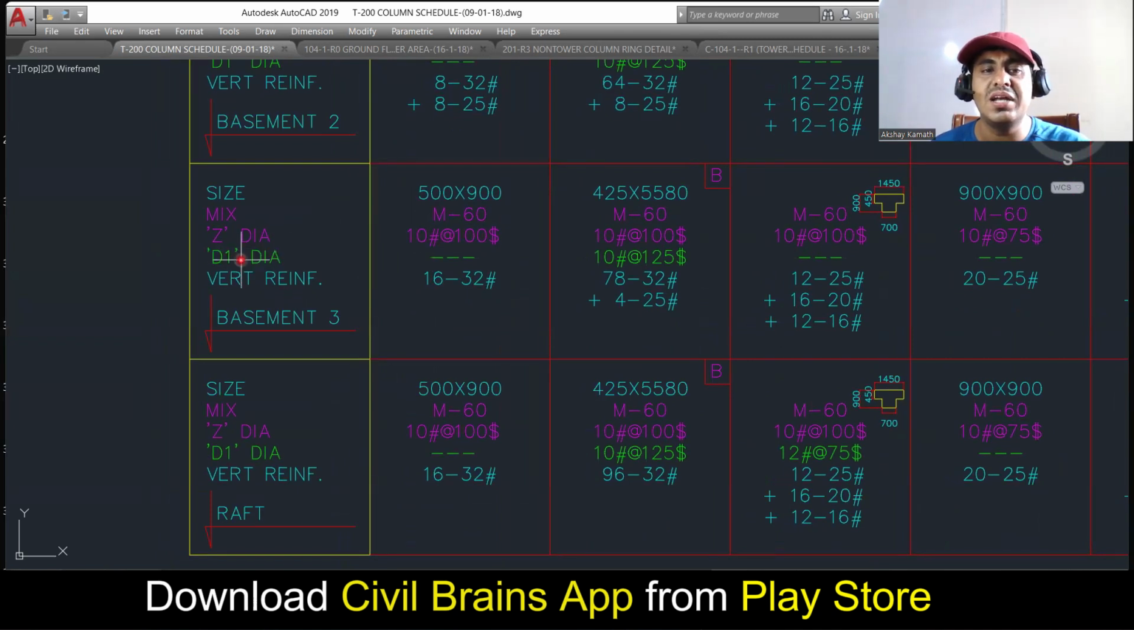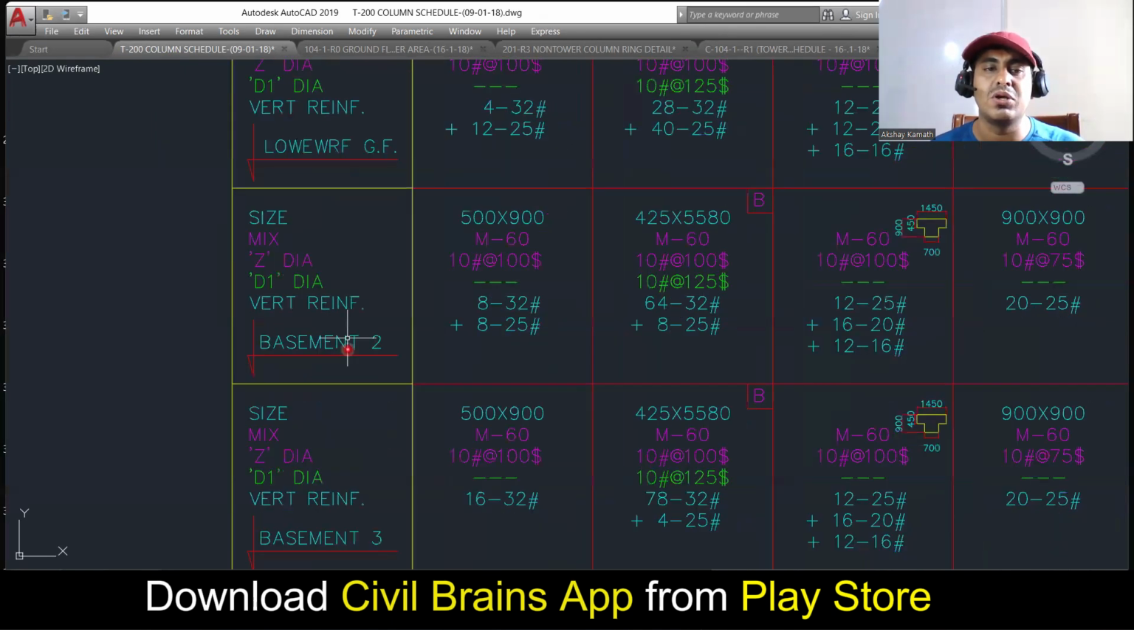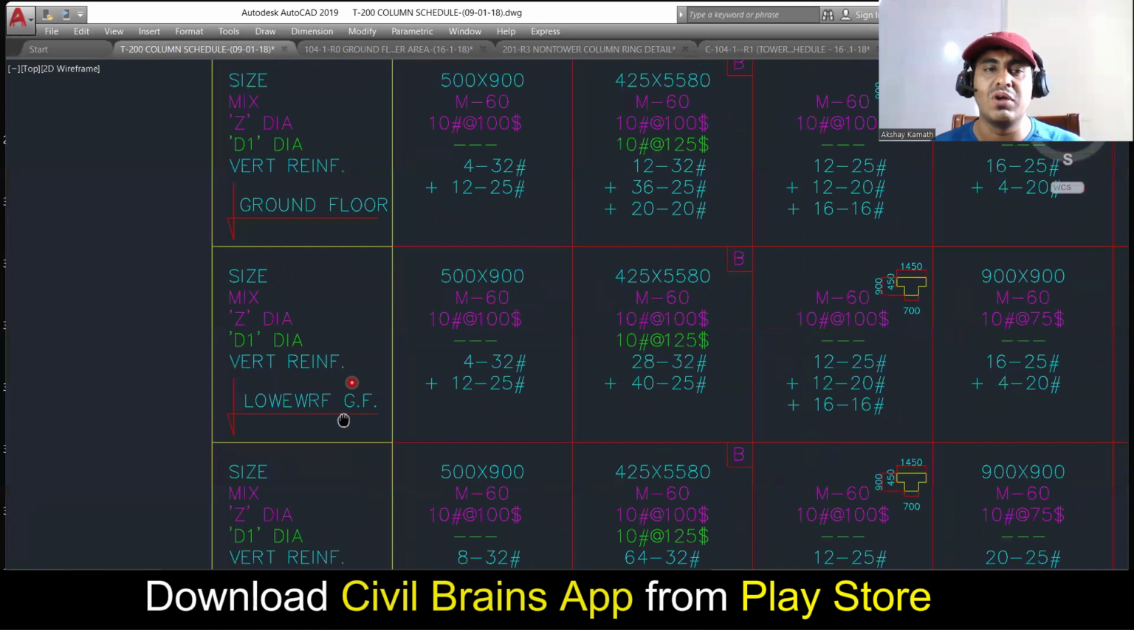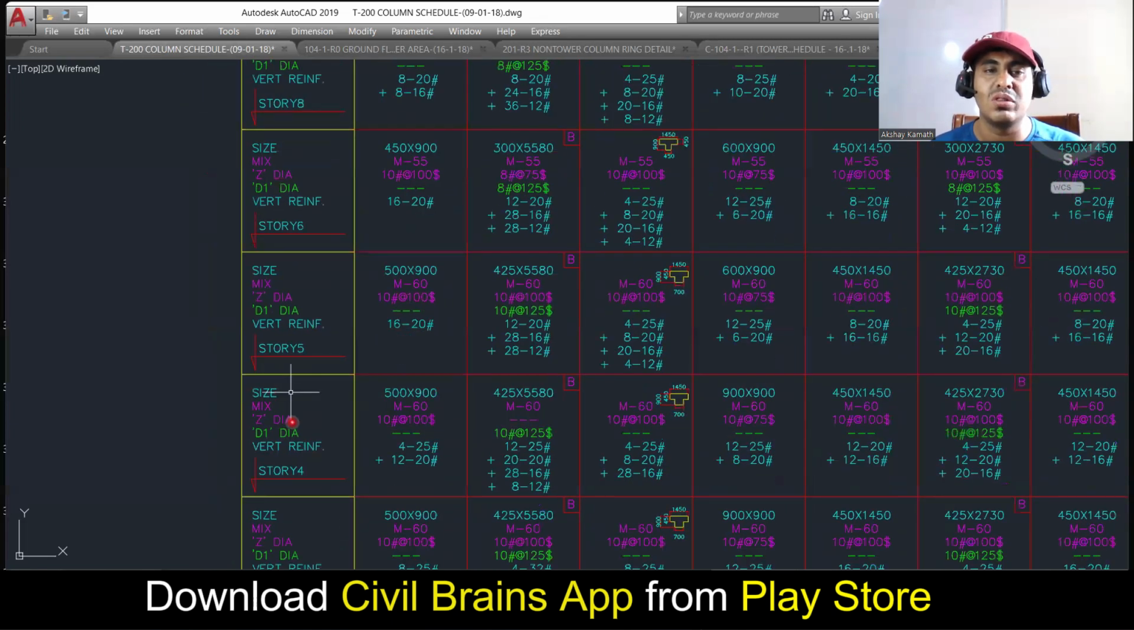Again, this Z and D1 dia indicates your confining and non-confining zone. So you're supposed to provide 10 diameter bar at 100 mm center to center. This is your lateral ties everywhere. In this way, it will go like basement 3, basement 2, then lower ground floor. Then we have ground floor. We have story 1, story 2, story 4, story 5, story 6, story 8.